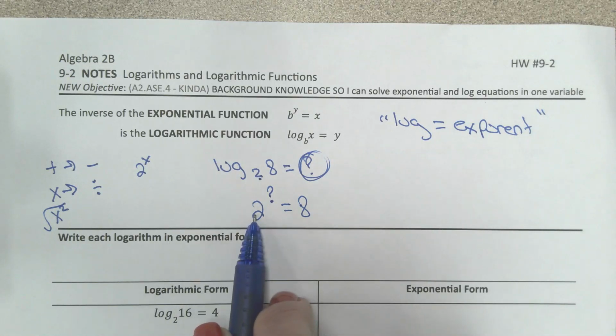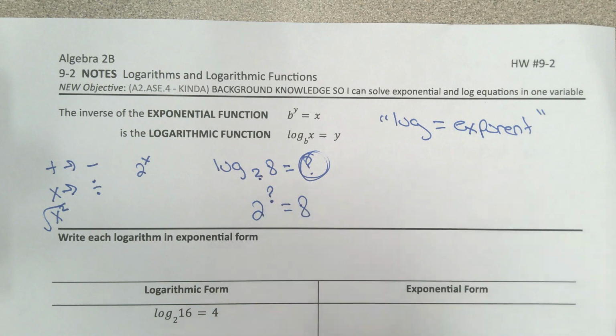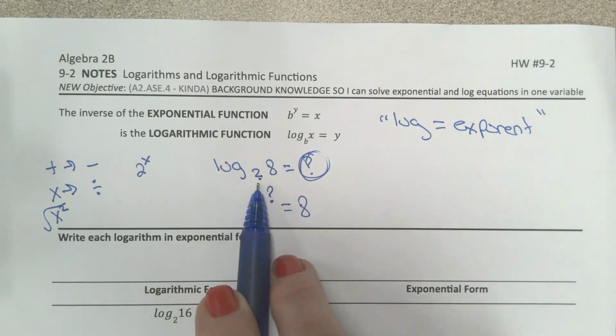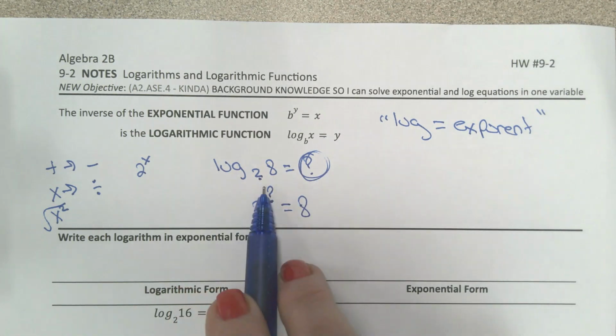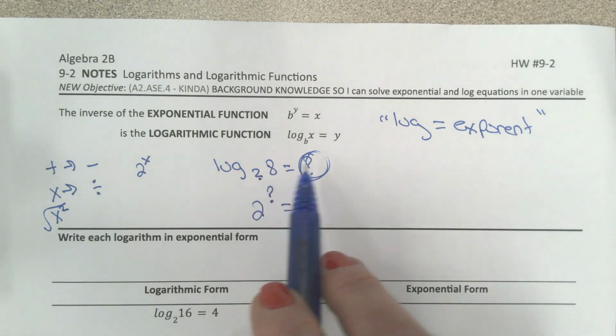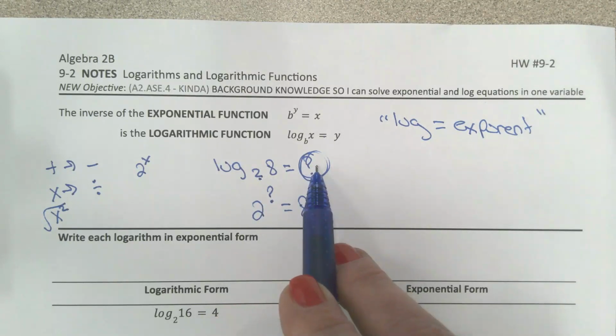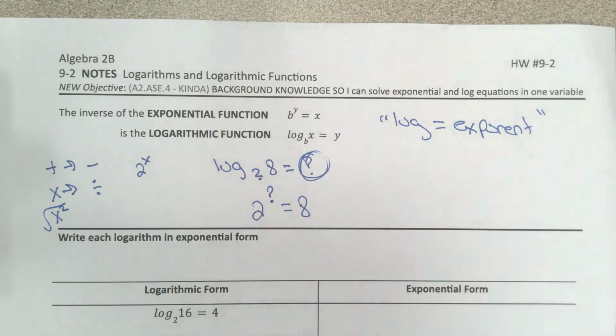Well, that would be 3. So 2 to the third equals 8. So therefore, log base 2 of 8 equals 3. So the log is the exponent. It says 2 to what power, that would be the third, equals 8 right there.